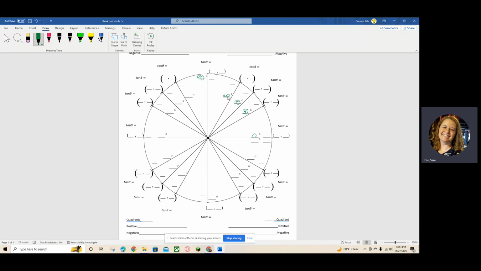Okay, so if I continue counting around this circle, each of these quadrants has a 30, 45, and 60-degree reference angle. Remember, reference angle is measured from the x-axis. So if I were to fold this over this y-axis here, these two would match up. That means this is 60 degrees from this side of the x-axis. This middle one is 45, and this one is 30 degrees from the x-axis.